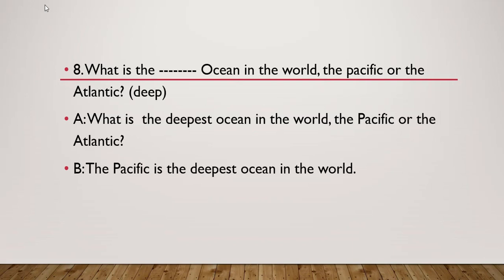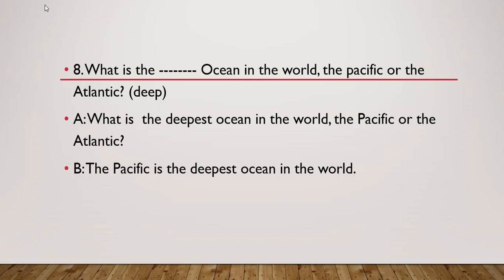Okay, let's look at number 8. What is the dash ocean in the world? Again, we are talking about the world. The Pacific or the Atlantic? Now, because we are talking about the world, we have 2 options to choose from, but we are looking at the world. So we have to use the superlative form of the adjective.